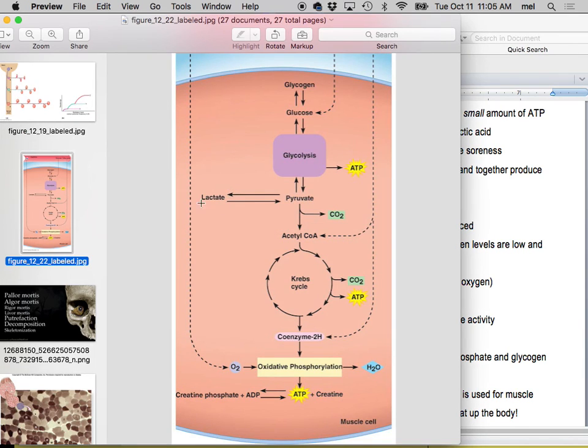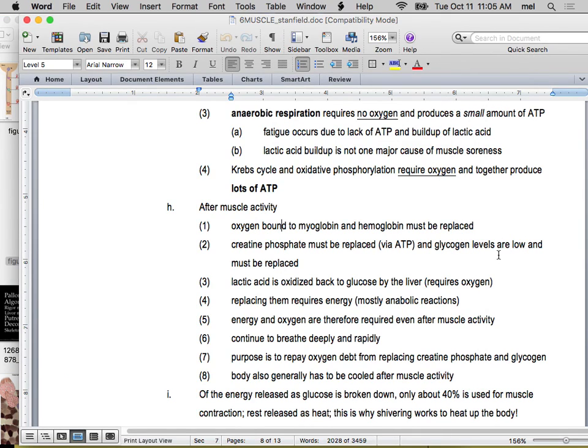The lactic acid that I generated, you can make it back into pyruvate and ultimately go back this direction, but that is an aerobic, an oxidizing reaction, so it needs oxygen as well, okay? So that requires oxygen. And so replacing all of these things that you used are either oxygen requiring or energy requiring or anabolic reactions. And so your metabolism needs to stay up for a while.